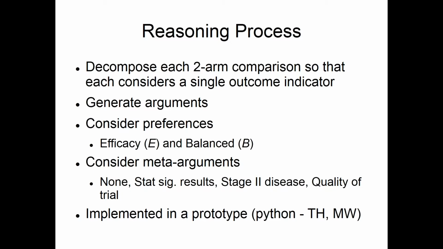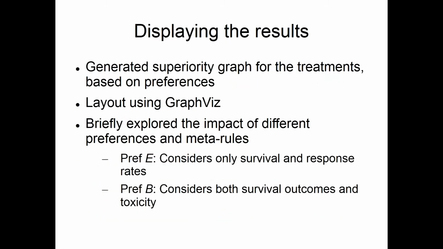And one of the problems with that is if you have a patient with stage 2 disease, you might actually end up looking at an evidence base that is largely drawn from patients with stage 3 disease, and there's a problem with how representative that is. And we also looked at the quality of the trial, which we assessed using the GRADE criteria, and we actually carried this out by implementing it in a prototype written in Python. So we generated a superiority graph for the treatments based on the preferences, laid it out using some open source software, and we briefly explored the impact of different preferences and meta rules.